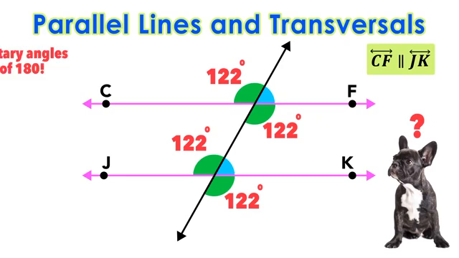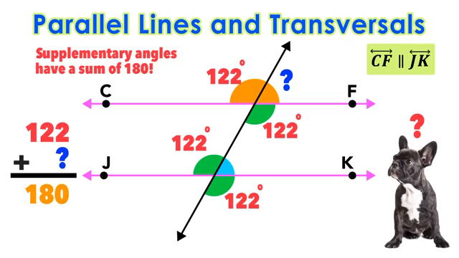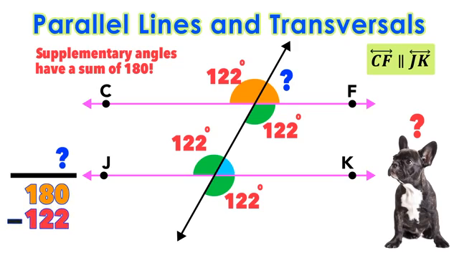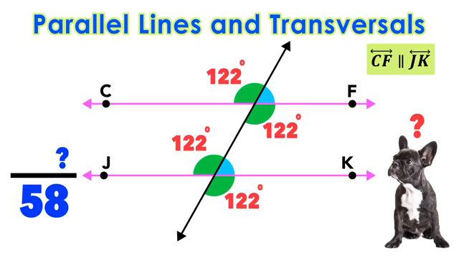Now, we should remember that angles that are linear pairs are supplementary, meaning that they have a sum of 180 degrees. So if one of the angles of our linear pair is 122 degrees, I can find the other unknown angle by asking the question 122 plus what number would equal 180, which is the same as subtracting 122 from 180, whose difference is 58. So now I know that the supplement to 122 degrees is 58 degrees.